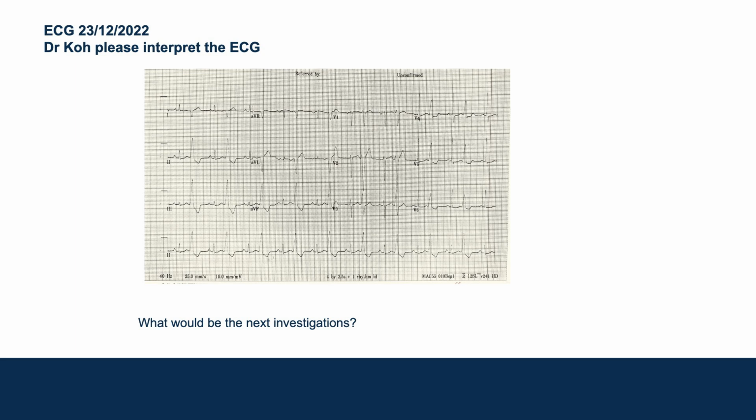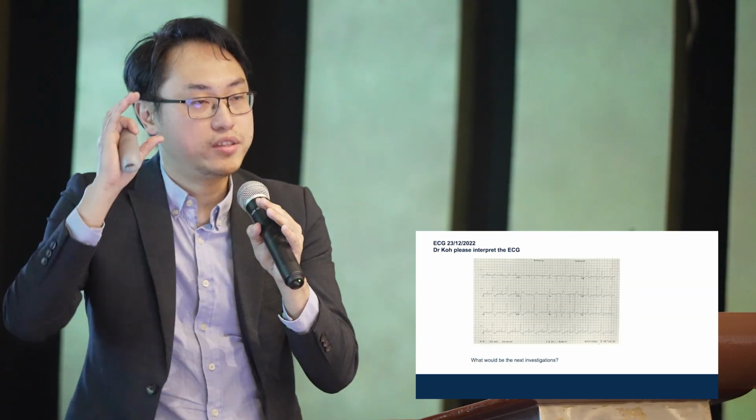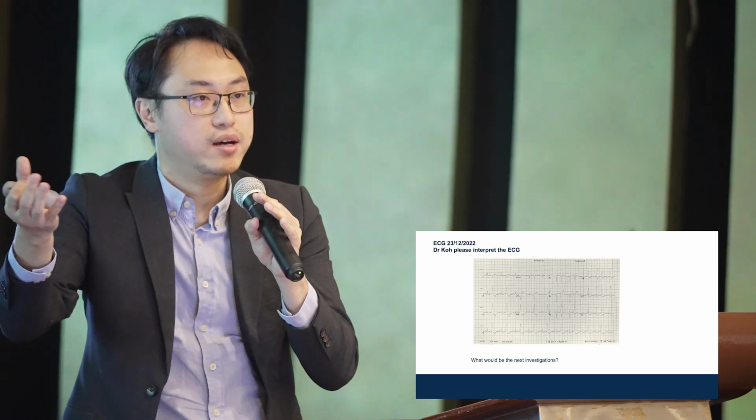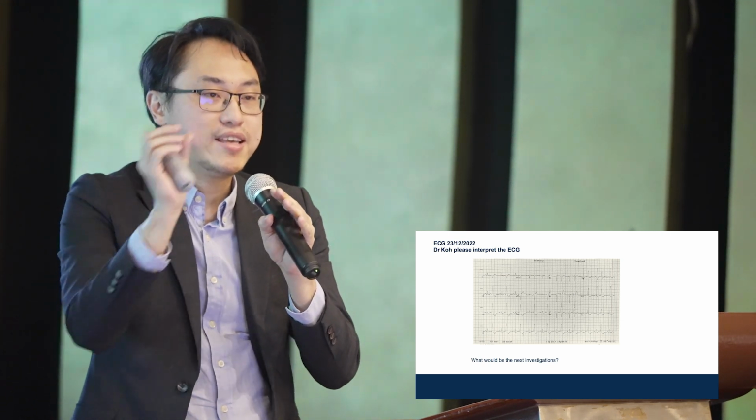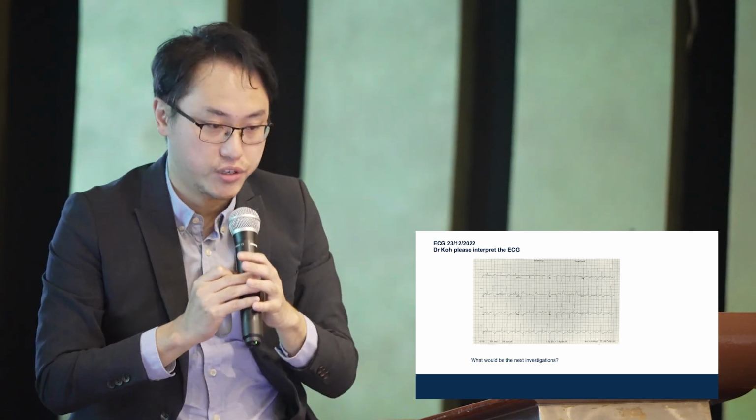Then there's another one, which is a bit broader complex. Whenever you see a broad complex in the ECG, always think of coming from the ventricular origin. Anything that is narrow, definitely coming from the supraventricular, which is the atrial origin.